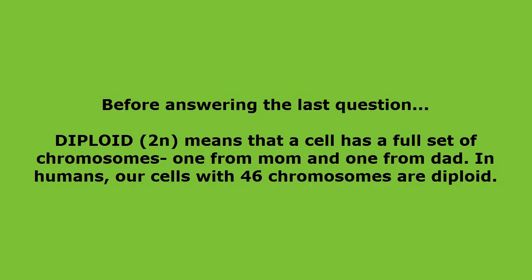Before we answer this last question, let me give you some background. When we're looking at a cell, the diploid number, or 2N, means that it has a full set of chromosomes, a copy of mom's and a copy of dad's for all 23 pairs in humans. In humans, our diploid number is 46. In this video, the cell only had 4 chromosomes, so its diploid number would be 4.